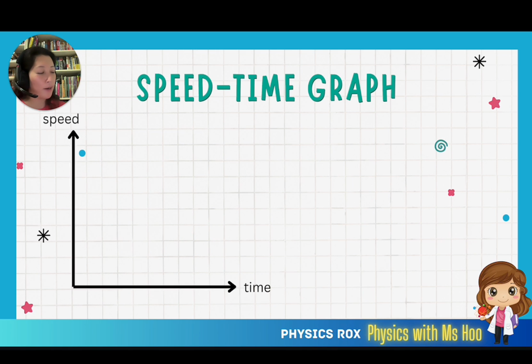So we know that gradient is y over x. So we're just going to take what's on the y straight away and put it on top of the fraction. So that's speed, and the x-axis has time. So it becomes speed over time. Now, are there any variables you know of that are equivalent to speed over time?